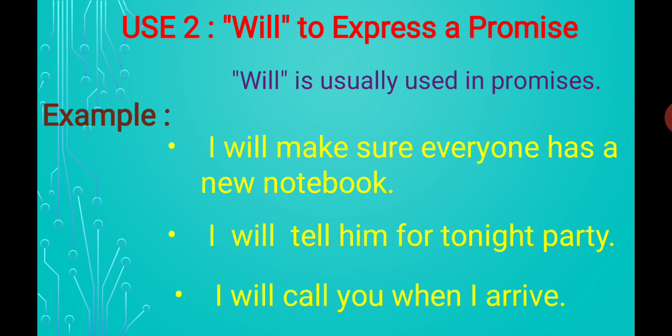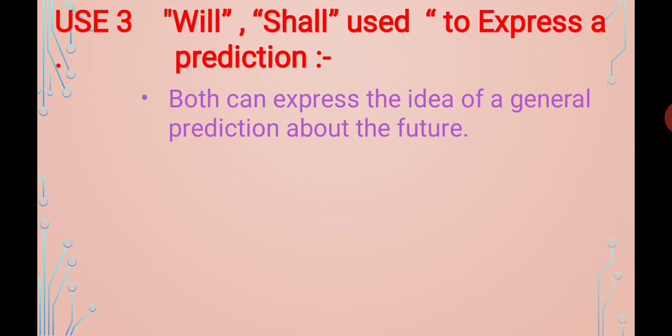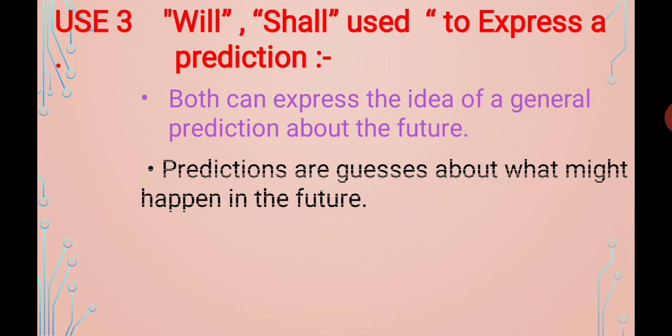And the third one is I will call you when I arrive. If somebody is waiting for us, then what do we say about it? Yes, I will call you when I arrive. This is the second rule. The third rule is will, shall used to express a prediction. Let's see. Both can express the idea of a general prediction about the future.